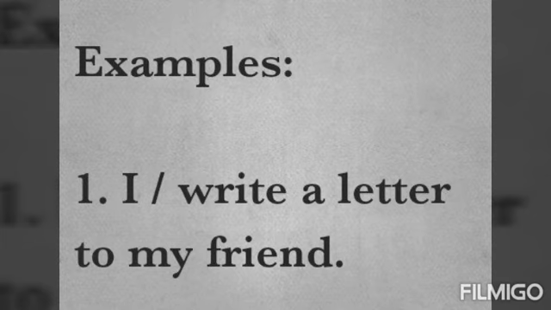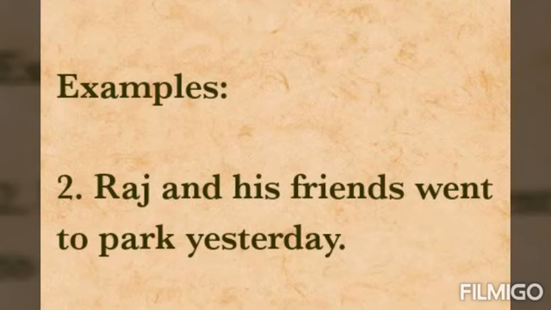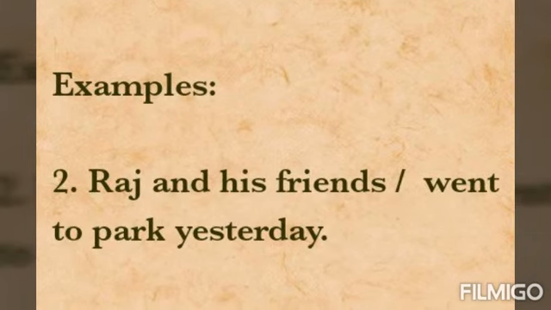We already said, the subject may be only one word or it may contain several words. Look at the second sentence. Raj and his friends went to the park yesterday. Here, what is the sentence about? About whom? Yes, it is about Raj and his friends. So, here the subject is Raj and his friends and went to the park yesterday is the predicate.